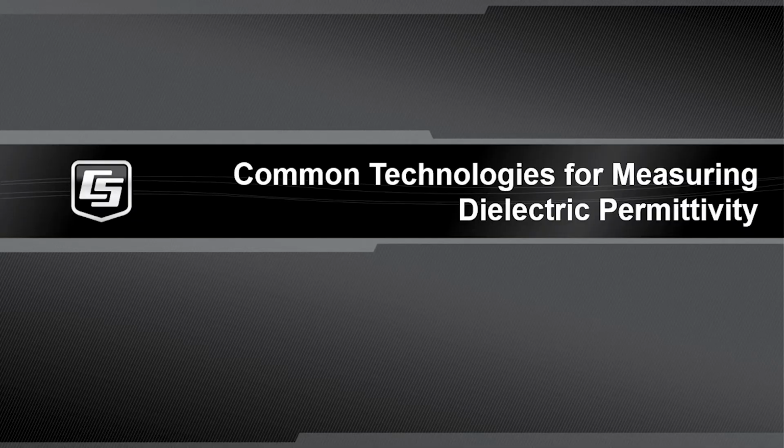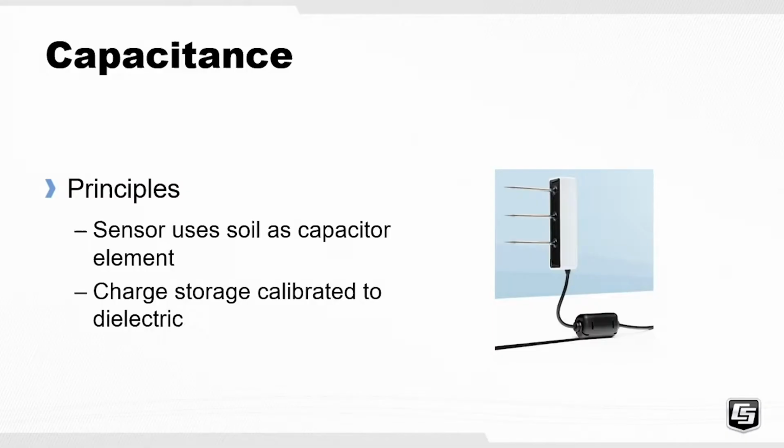Okay, so let's talk about some of the common ways of measuring dielectric permittivity. One of the most common methods of measuring dielectric permittivity or dielectric constant is by capacitance. This just uses the soil as a capacitor in a circuit, and then that charge storage is calibrated to the dielectric constant and hence to water content.